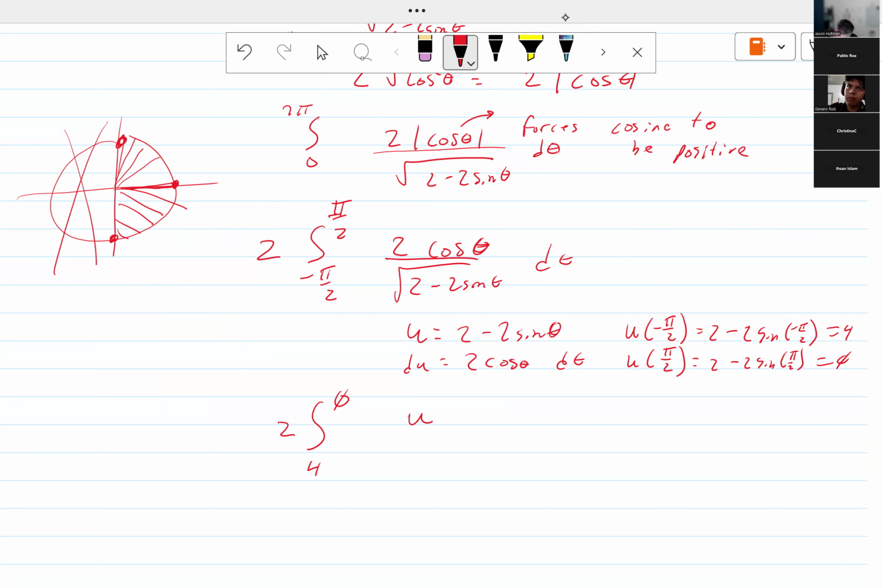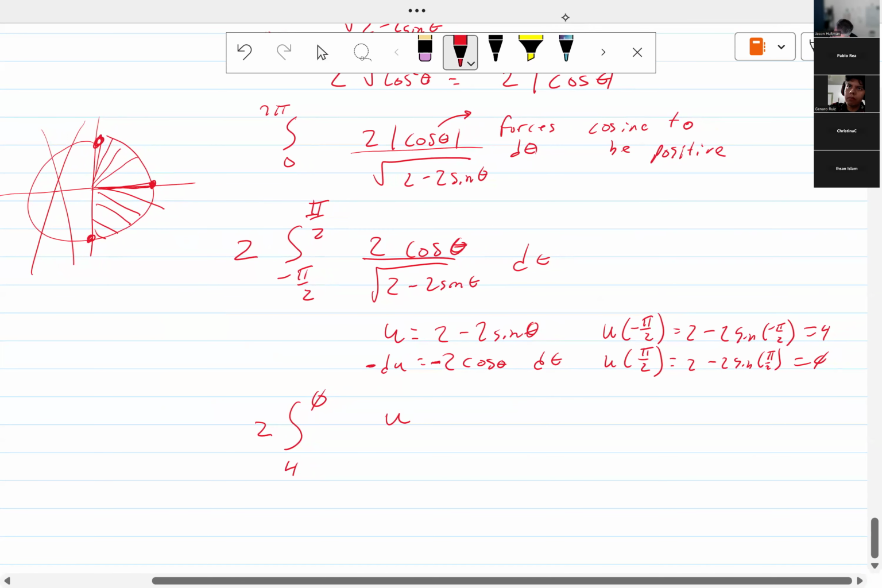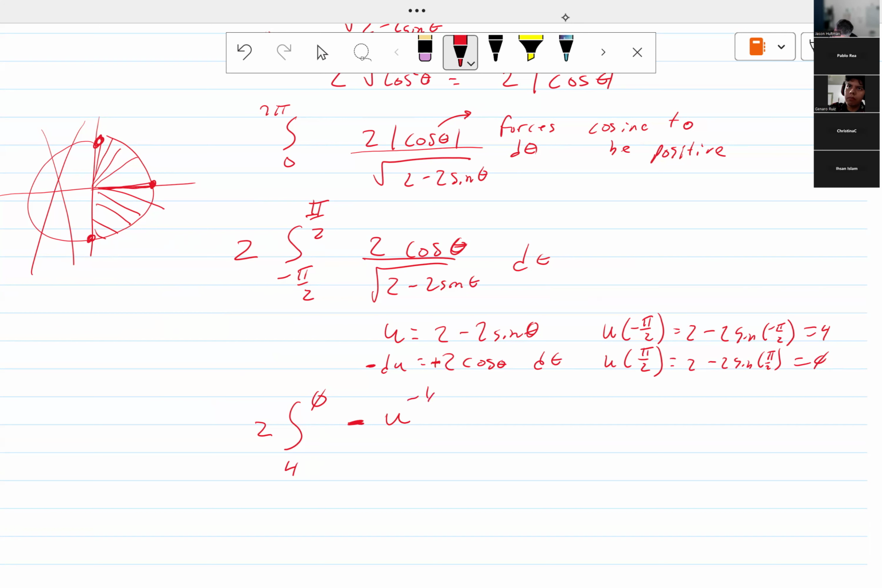Oh, you know what? I missed the negative sign here. I'm sorry. There should be a negative there for negative 2 cosine u. So it's not a direct substitution. I would get a negative over here and a positive. So let's just make sure we get the negative there. So this is going to be negative u to the negative 1/2 power du, after I do my u substitution, because the negative went with the du. I don't have a negative here for the 2 cosine theta.